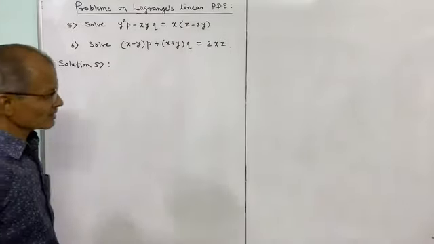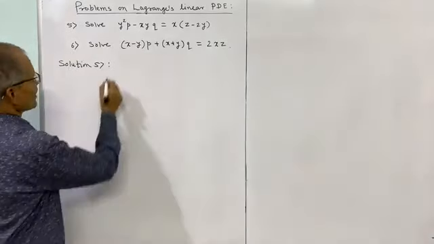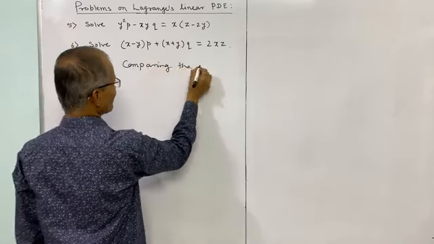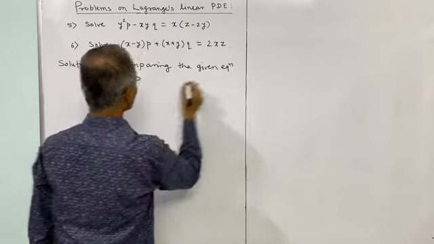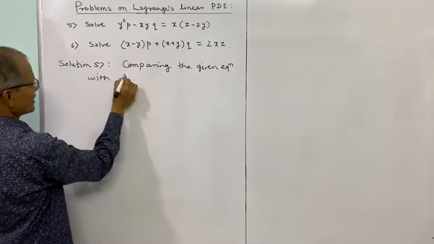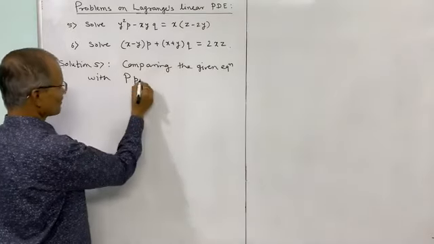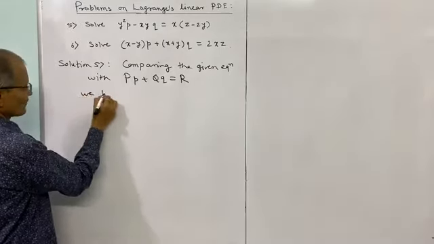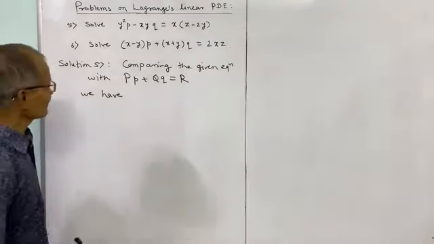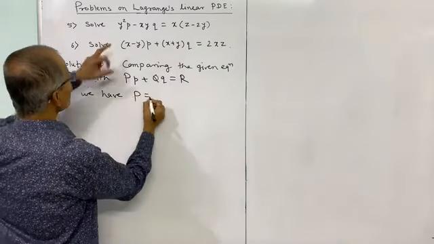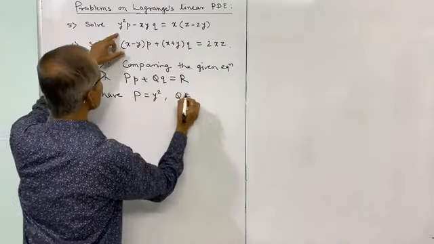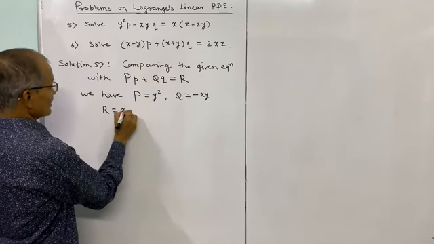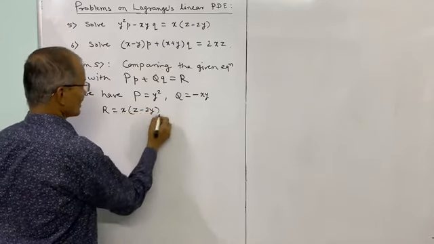Now we know that the Lagrange's linear PDE is, comparing the given equation with Lagrange's partial differential equation, capital P into small p plus capital Q into small q is equal to R. So we get the values of capital P, Q, R, which are functions of x, y, z, and we have capital P is y square, capital Q is minus xy, and capital R is x into bracket z minus 2y.